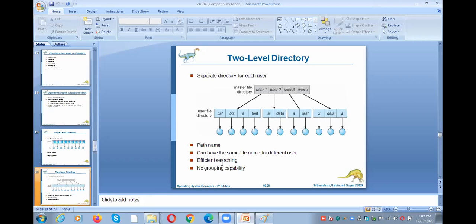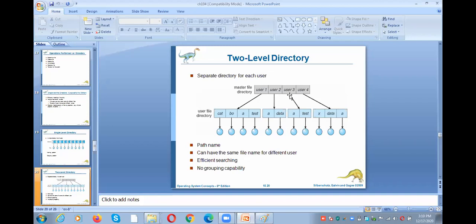Efficient searching means, for example, I want you to search for a file called data in user 2. So directly you need to go to the particular user and search for the file. Then if you want to search for a file in the user 4 directory, directly you need to go to the user 4 directory and search the file under it. You need not go to the user 1, user 2, user 3 directories.